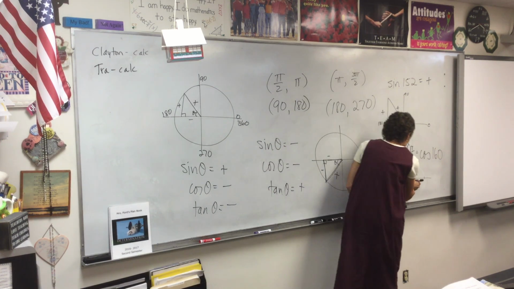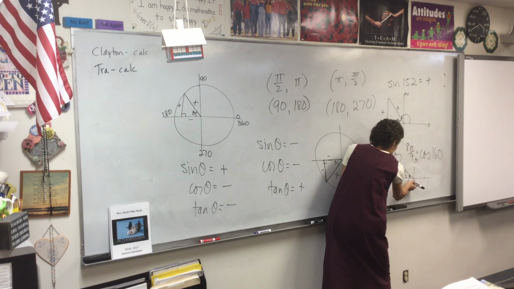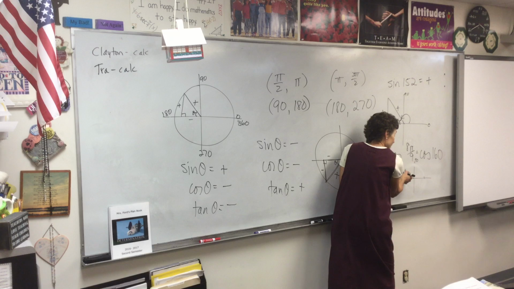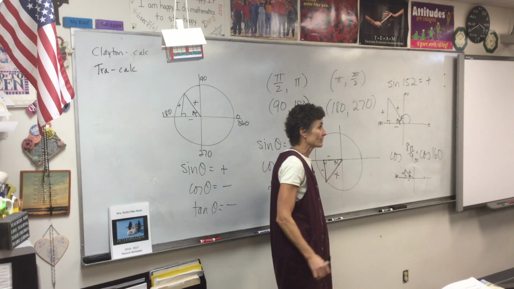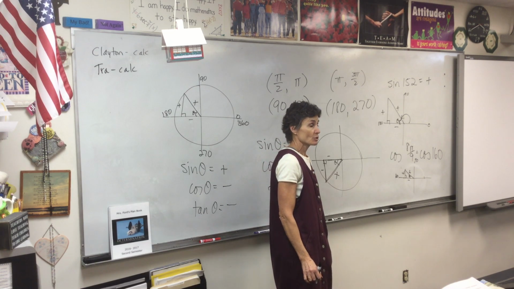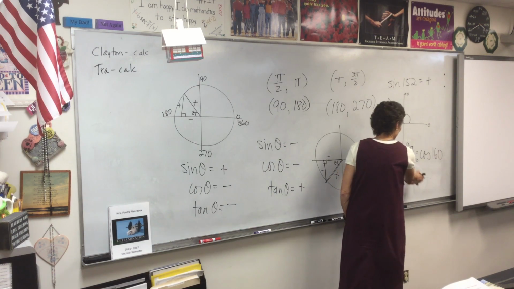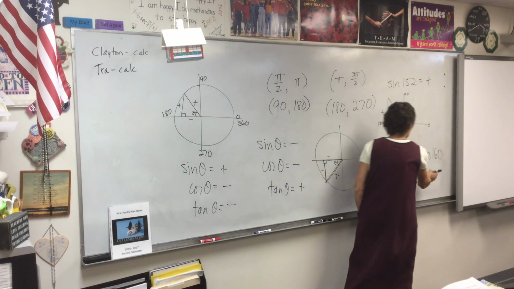So tell me about the sides of this triangle again. What can you tell me? This side is negative. It is the adjacent side, but it's negative. This side is positive, and of course the radius is positive. I want cosine. So what can you tell me about cosine? Adjacent over hypotenuse, it will be negative.